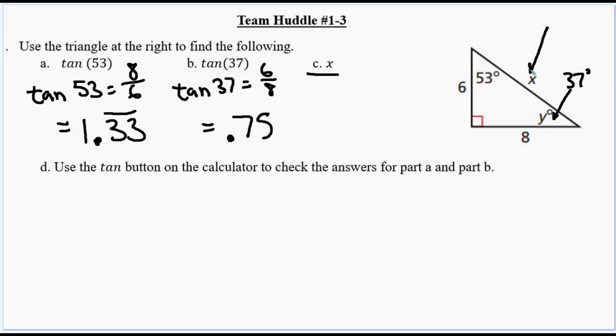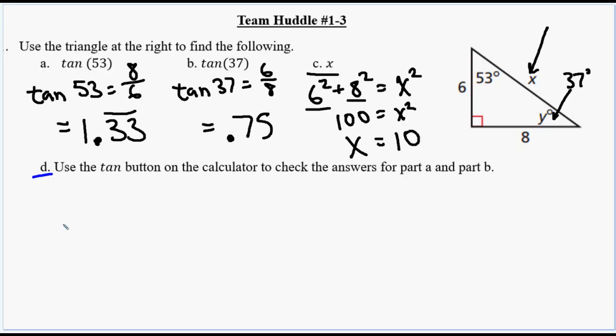Part C asks for the length of x, the hypotenuse. So we'll go back to Pythagoras. Leg squared plus leg squared equals hypotenuse squared. 36 and 64 add up to 100. That's x squared. So x is 10.